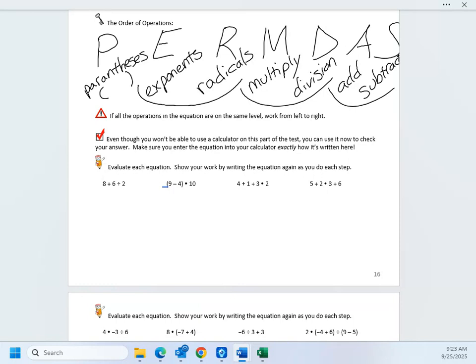So if all the operations in the equation are on the same level, work from left to right. So exponents and radicals, left to right. Multiply and divide, left to right. Add, subtract, left to right.